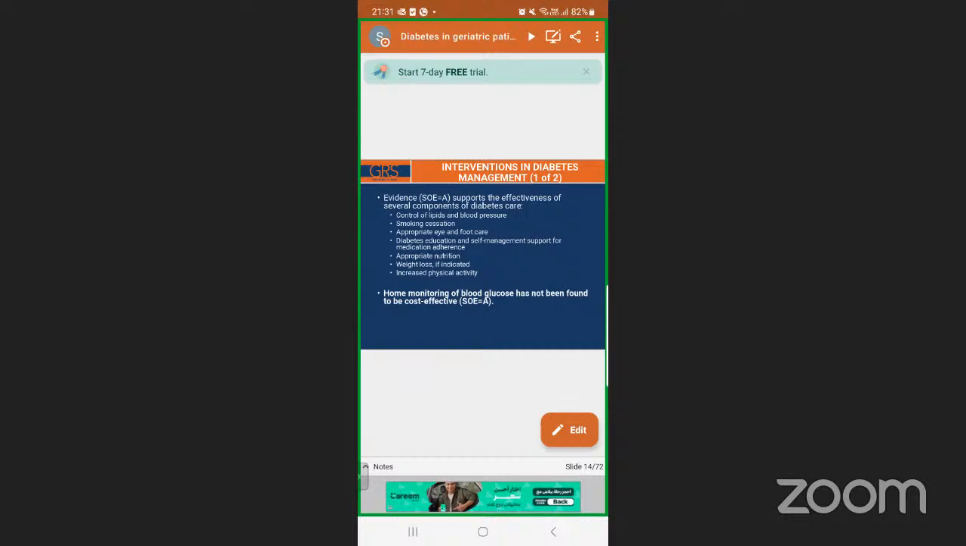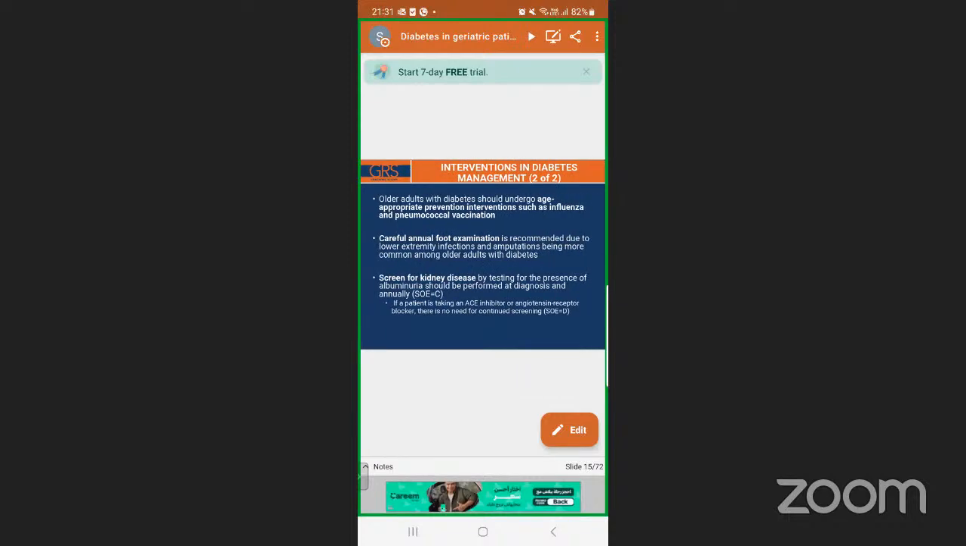While monitoring blood glucose levels at home is important, studies have shown that for many patients it may not be cost effective. This is often because frequent home monitoring may not necessarily lead to better outcomes unless combined with appropriate adjustment.